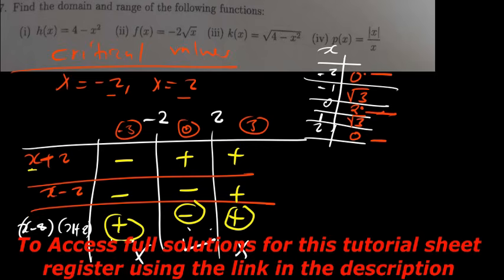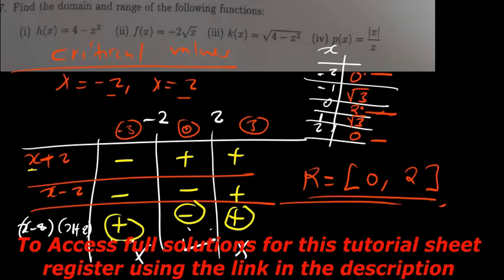So then the range is going to be what? The range is going to start from 0 all the way to what? All the way to 2. So both should be included. From my sketch there. Okay. Now if that's the case, let's do the last one.